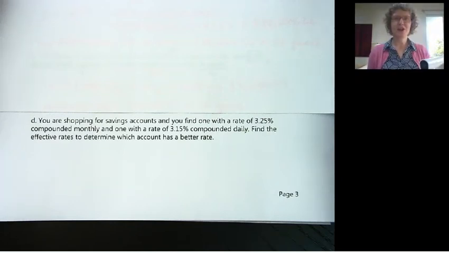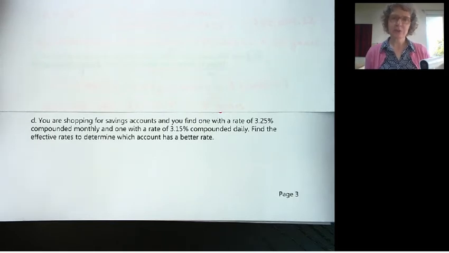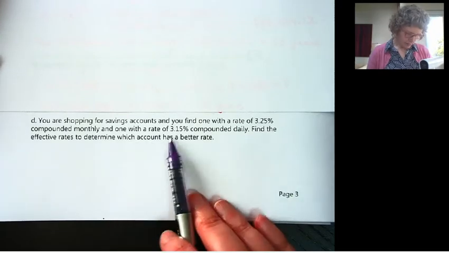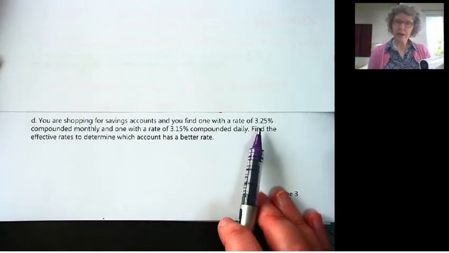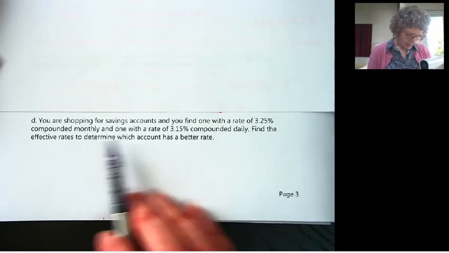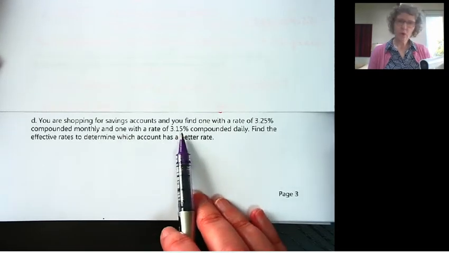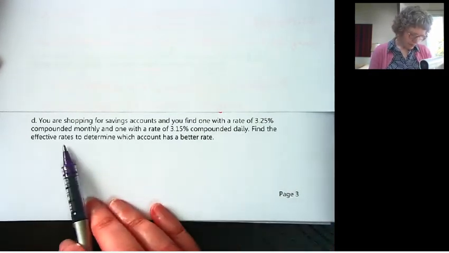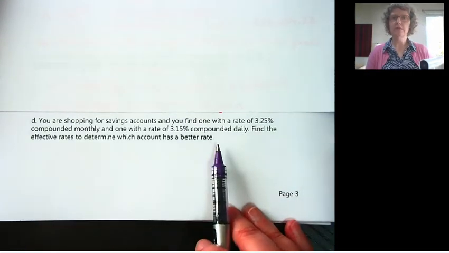Hi, this video is on effective rates. I wanted to show you an example of what this looks like, and then we'll talk about the formula. Okay, so you're shopping for savings accounts. You find one with a rate of 3.25% compounded monthly, and one with a rate of 3.15% compounded daily. Find the effective rates to determine which account has a better rate.